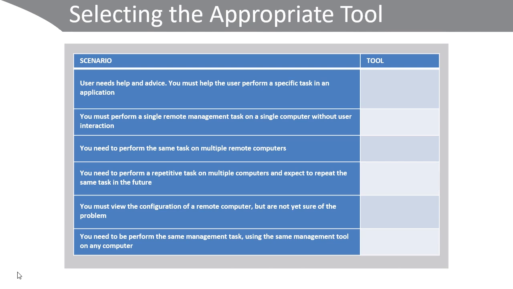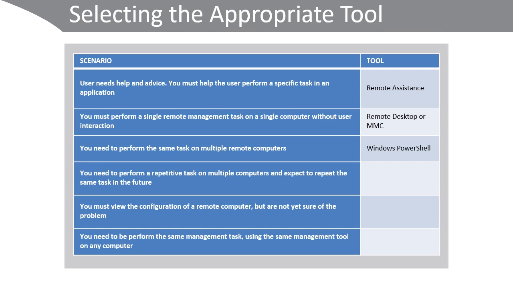So as an administrator, you might be faced with a number of different scenarios. So, for example, your user needs help and advice, and you must help the user perform a specific task in a particular application. So what tool might you use for that? Remote Assistance is probably the appropriate tool, allowing you to guide the user, and they can watch as you guide them through the process. So you must perform a single remote management task on a single computer that requires no user interaction. Remote Desktop would be the choice. Or possibly use a management console and point it to the remote computer.